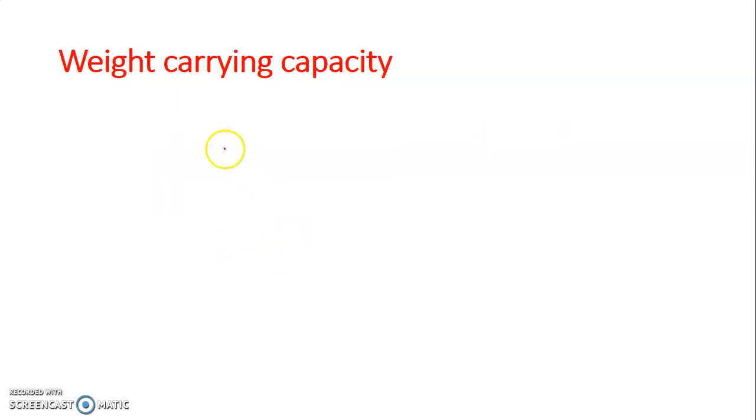Next one is the weight carrying capacity. How much weight the robot can carry is also another important technical feature. We have to consider this because based on your application, we have to choose the robot: how much weight the robot can lift and still do the task. That's why the weight carrying capacity is one of the important technical features of the industrial robot.